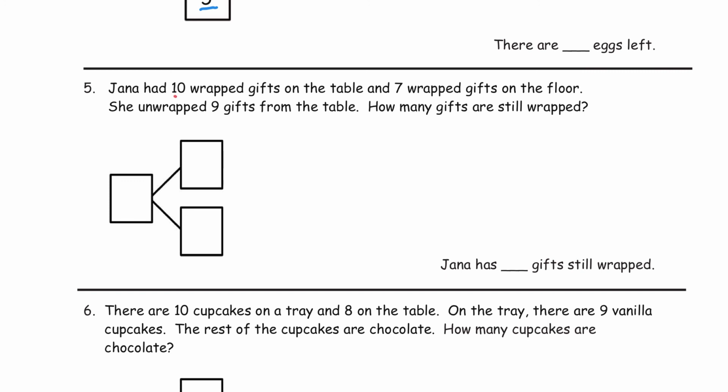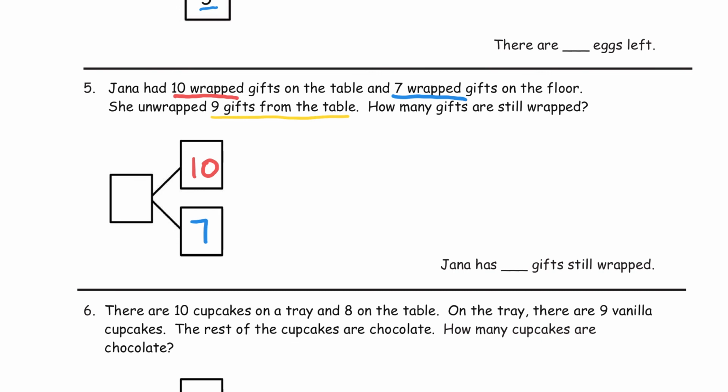So we have 10 on the table and we have 7 on the floor. So let's plug that in here. So we had 10 from the table and 7 on the floor. How many would that be altogether? That's right. 10 and 7, 17. She unwrapped 9 of these from the table.